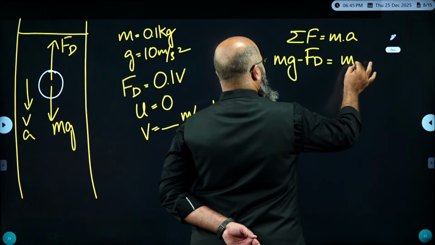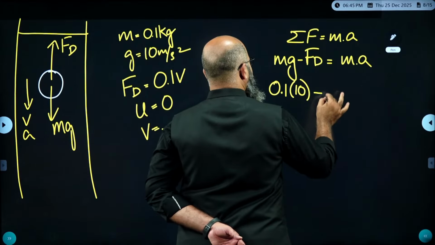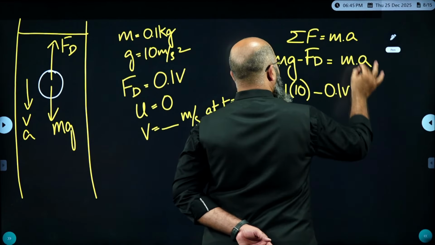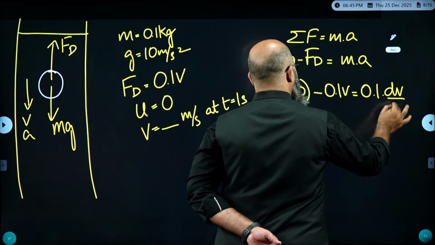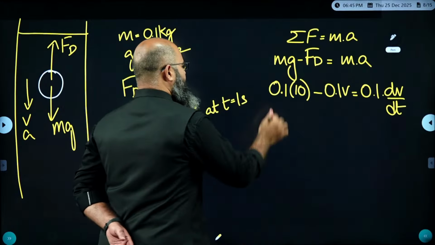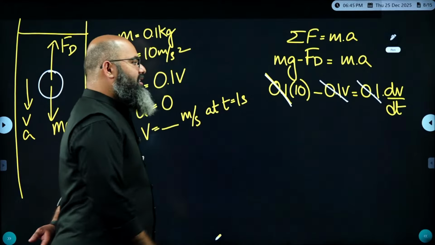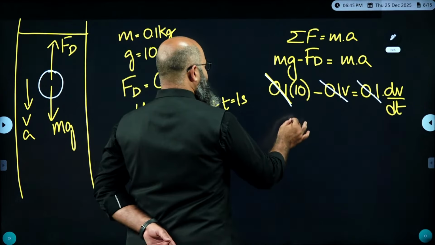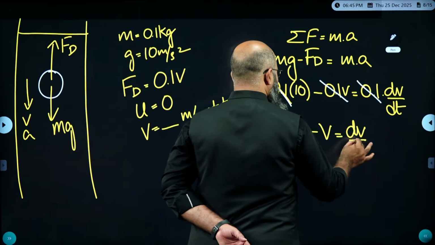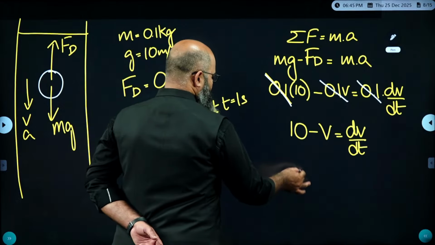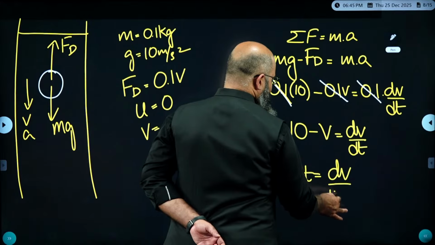mass times acceleration. So 0.1 times g is 10. Fd is equal to 0.1 v, and mass is equal to 0.1. I can write acceleration as dv by dt. I can cancel 0.1 throughout. Then I have an equation which says that 10 minus v is equal to dv by dt. Go for the variable separable method. Rest of it is mathematics now. dt is equal to dv upon 10 minus v.